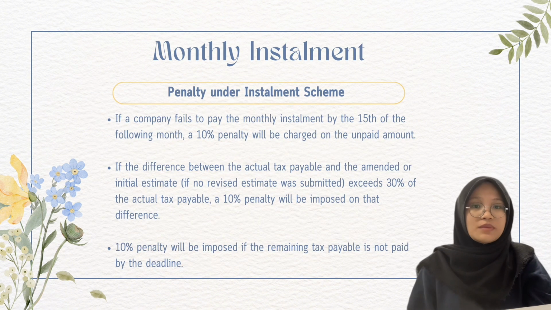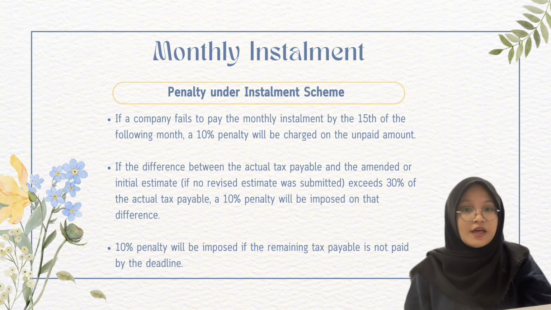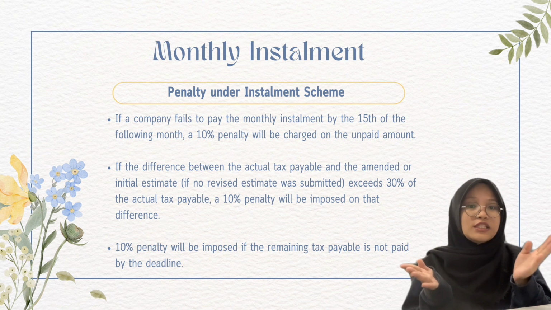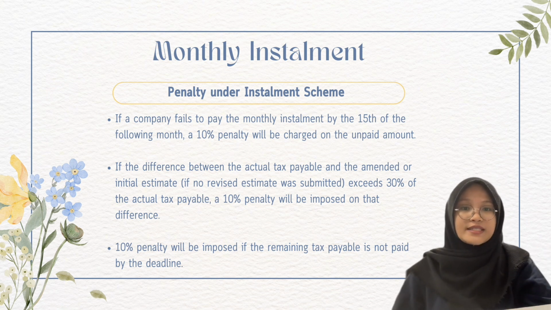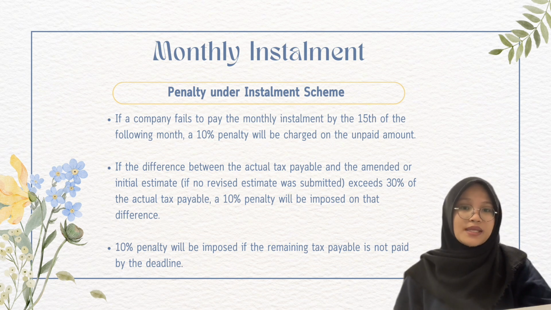Now, let's talk about the penalty under the installment scheme. If a company fails to pay the monthly installment by the 15th of the following month, a 10% penalty will be charged on the unpaid amount. If the difference between the actual tax payable and the amended or initial estimate, if no revised estimate was submitted, exceeds 30% of the actual tax payable, a 10% penalty will be imposed on that difference. A 10% penalty will be imposed if the remaining tax payable is not paid by the deadline.